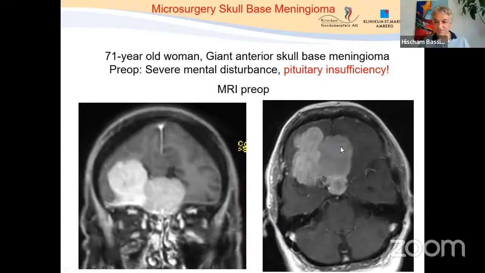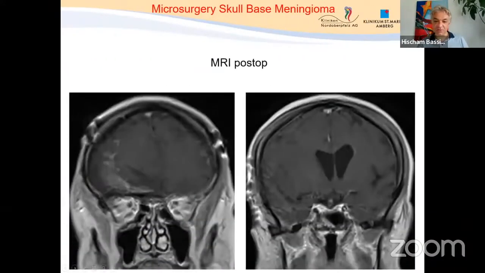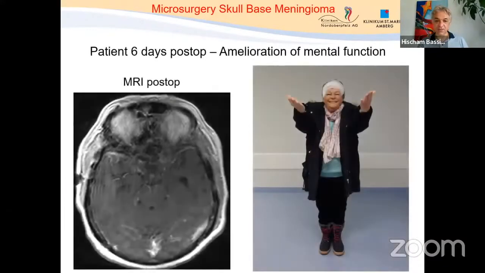You see there's a difference in enhancement, but it was one large tumor mass intraoperatively. And in this patient, I did a combined bifrontal, subfrontal, interhemispheric, and pterional approach to get this tumor removed. So these are the postoperative MRIs, and this is the patient 6 days after surgery. She already had amelioration of the mental function, but it took several months to become almost normal as before the disease.